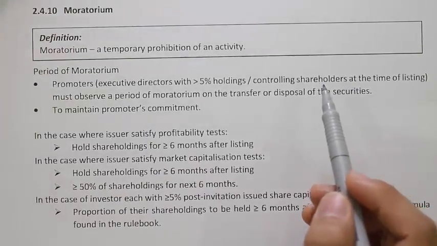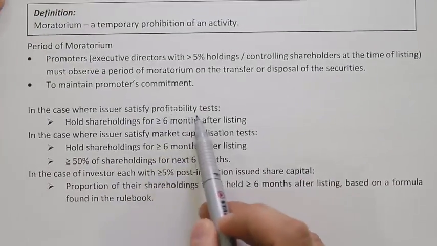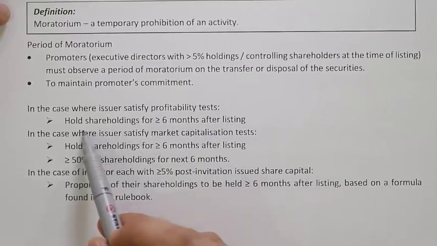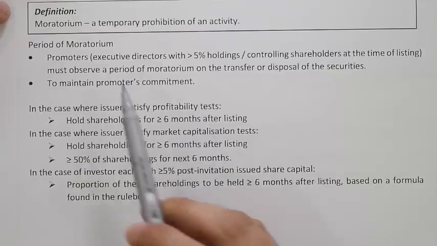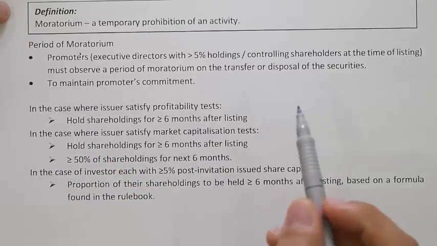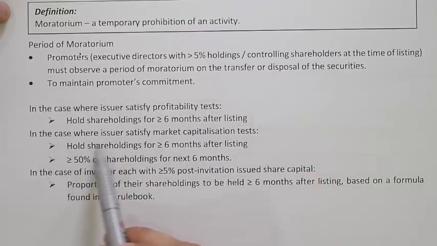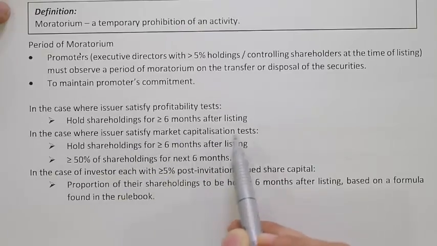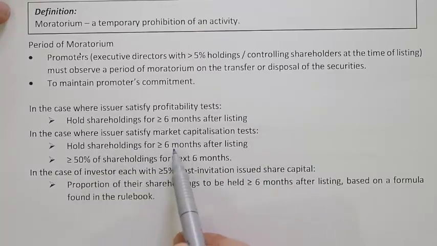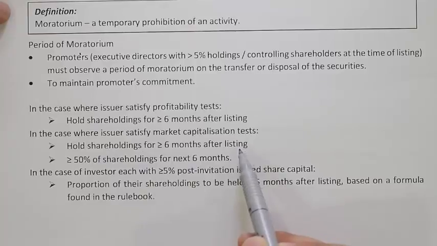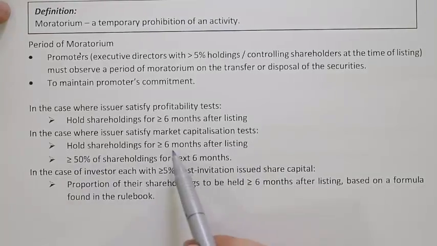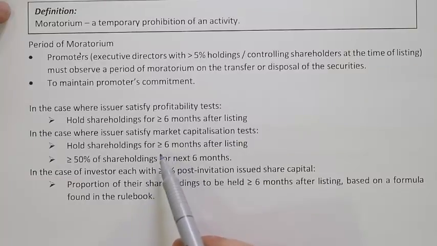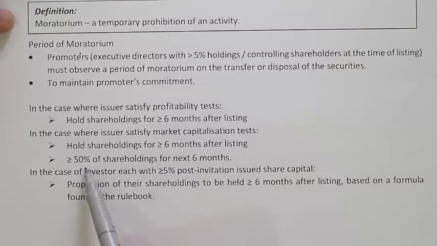For example, in the case where the issuer satisfies the profitability tests, you must hold shareholdings for more than 6 months after listing. This 6 months is what they call a period of moratorium. And in the case where the issuer satisfies the market cap test, it must hold shares for more than 6 months after listing. And after the next 6 months, you must hold more than 50%. It means that after 6 months, the maximum that you can dispose of the securities is 50%.